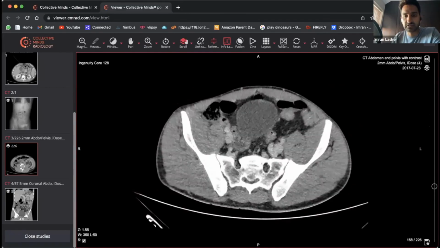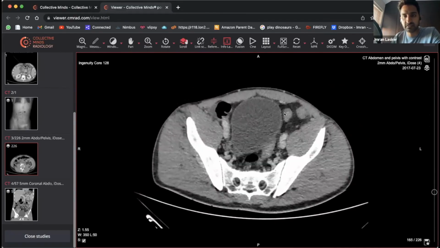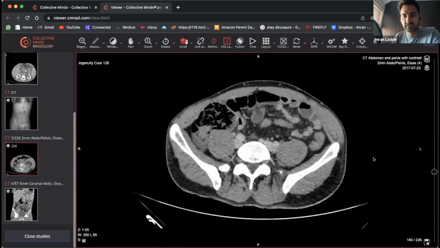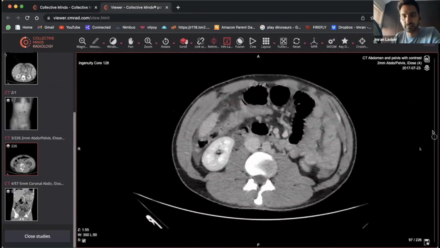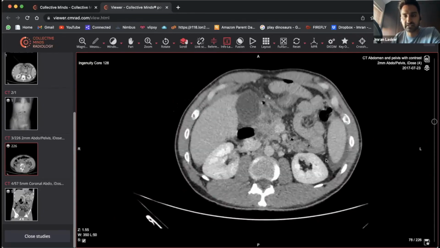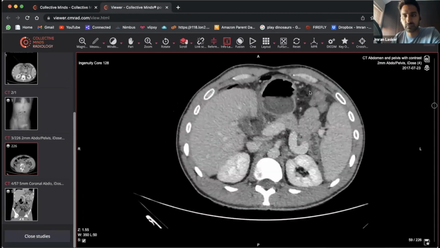Follow my mouse. We're going this way, scrolling around, this way, this way. And then we can see that we're coming up to the descending colon, and you're coming up to the splenic flexure. As you come to the splenic flexure, you can see there's a little bit of fluid sitting there, coming across to the transverse colon, which is here.